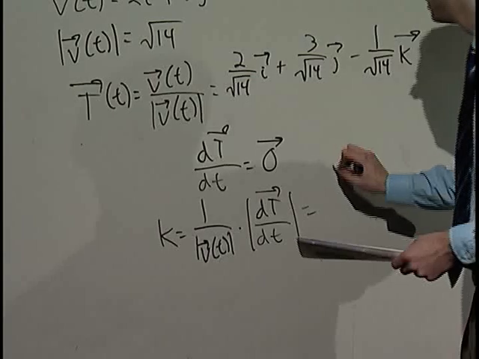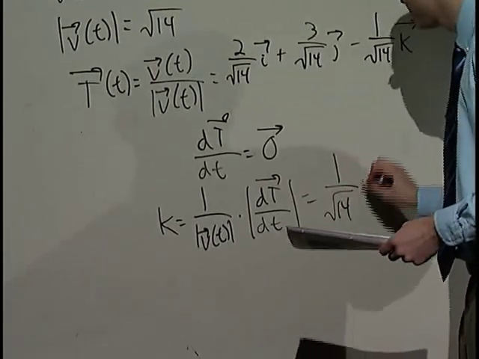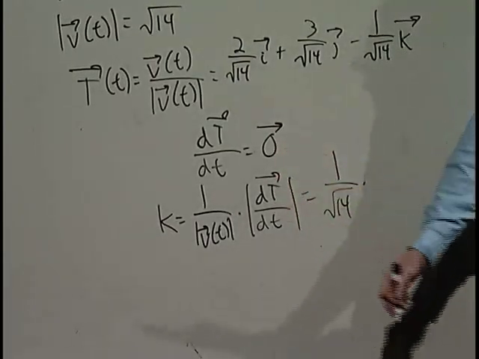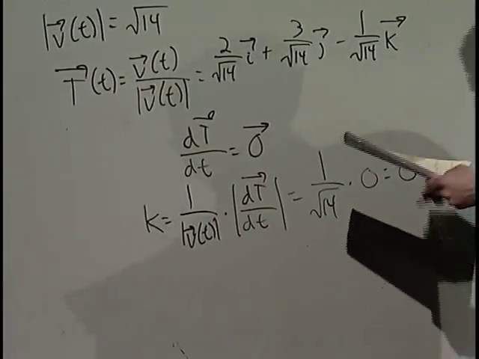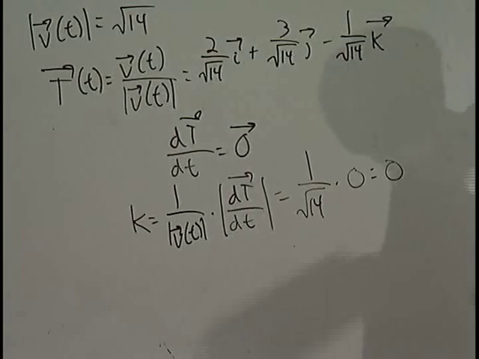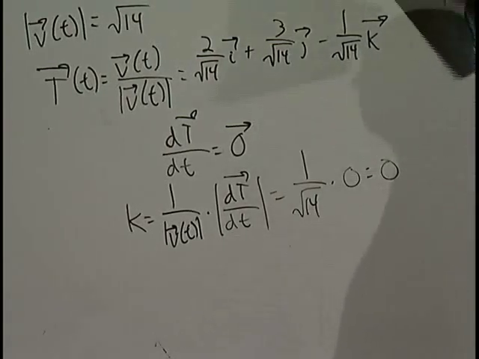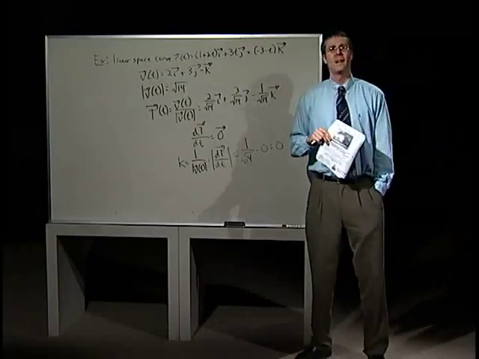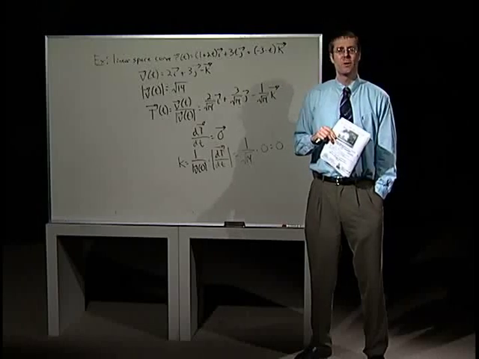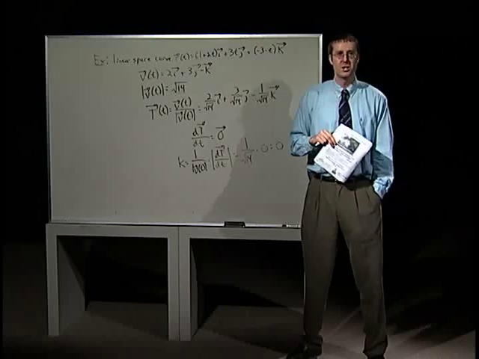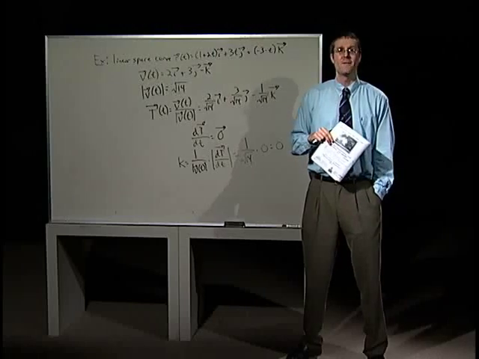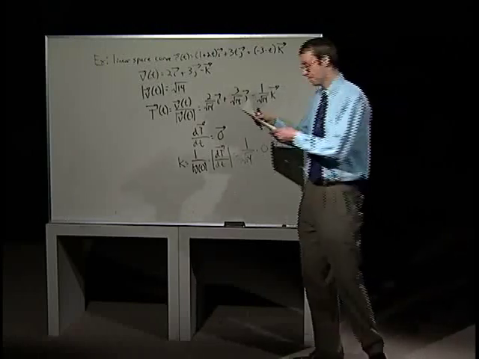Well, hey, 1 over root 14, the length of the 0 vector is clearly 0. So this is just times 0. So curvature is 0. So why is this such a nice intuitive example? Because we expect that on a linear space curve, on a line, capital T will always point in the same direction no matter where you are on the line, and therefore there should be no curvature, all right?